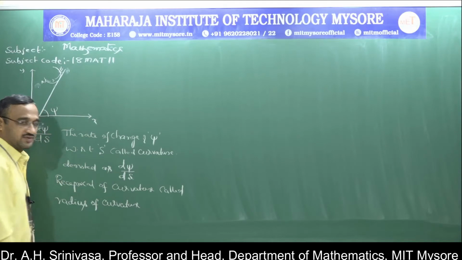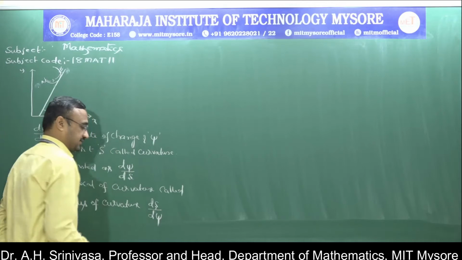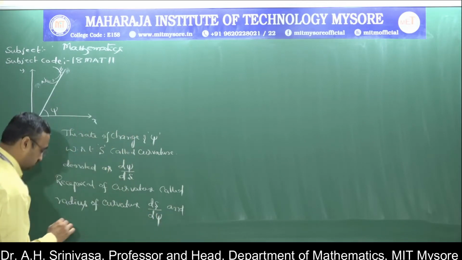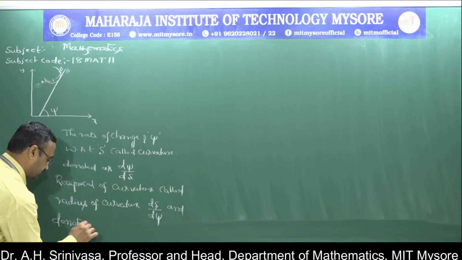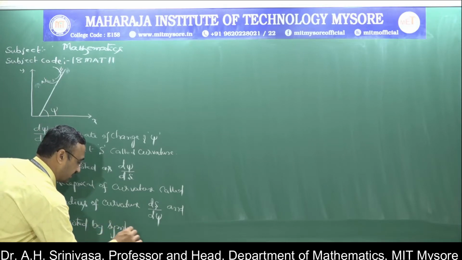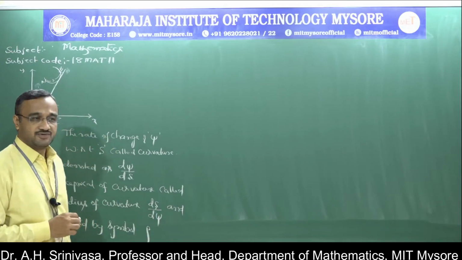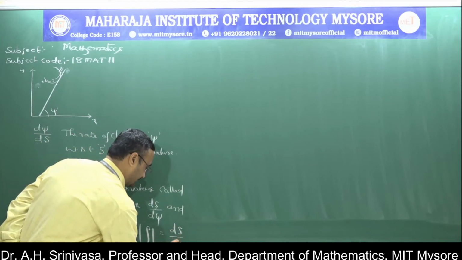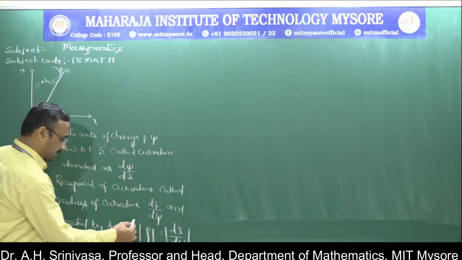If you take the reciprocal of this, we get ds by d psi, and it is denoted by the symbol rho. It is an absolute value, the modulus of ds by d psi. So this is what we call the radius of curvature.